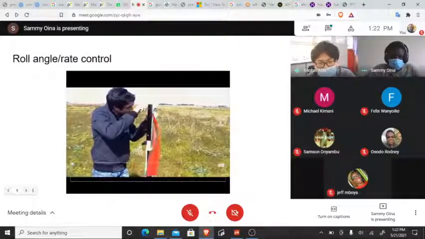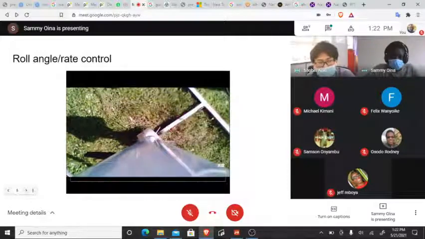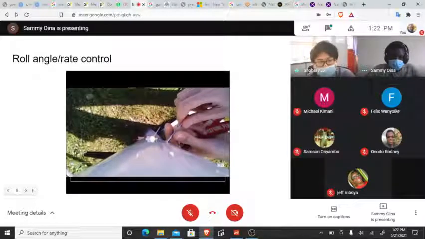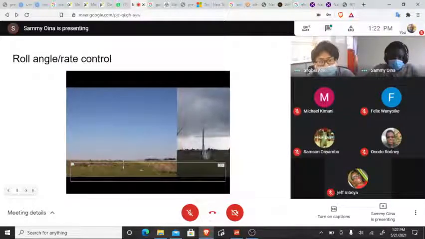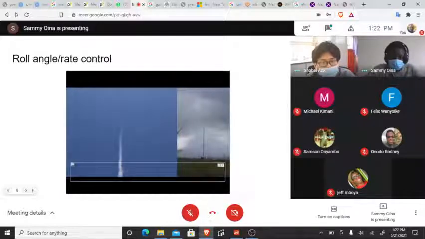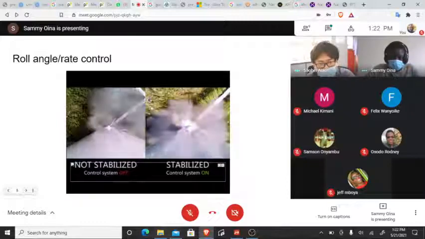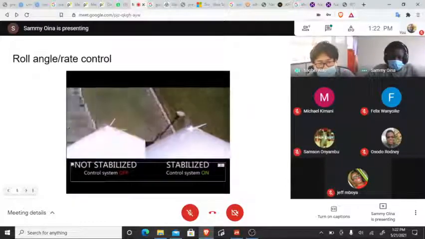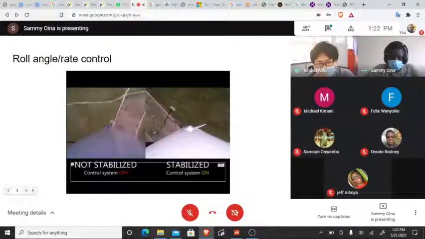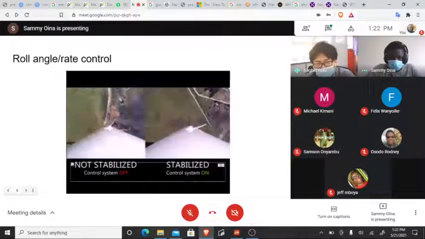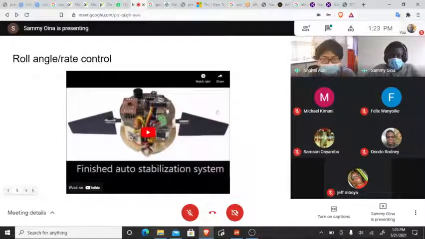So this rocket utilizes a control system which suppresses the rolling movement. Immediately after the launch, the left one is unstabilized, the right one is stabilized. You can see the right one is not rotating, because just after the launch, the fin quickly moves to suppress the rolling movement. And I did a simulation for this.